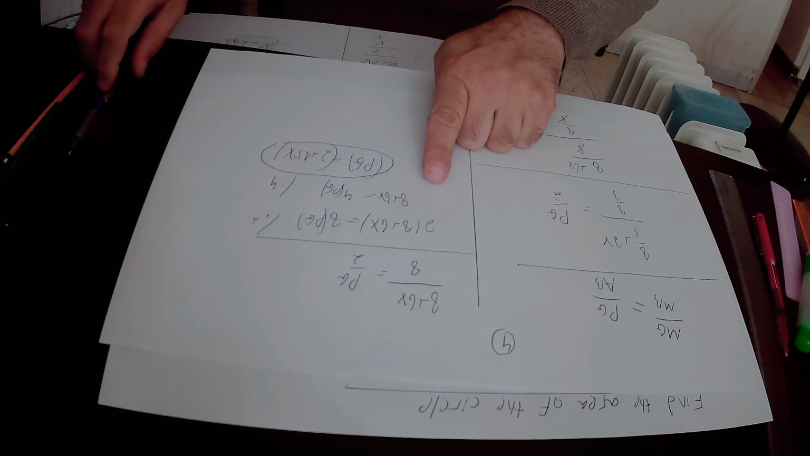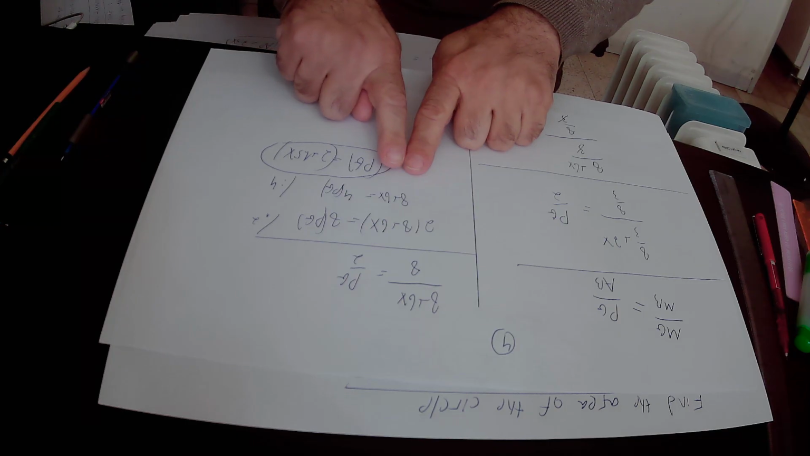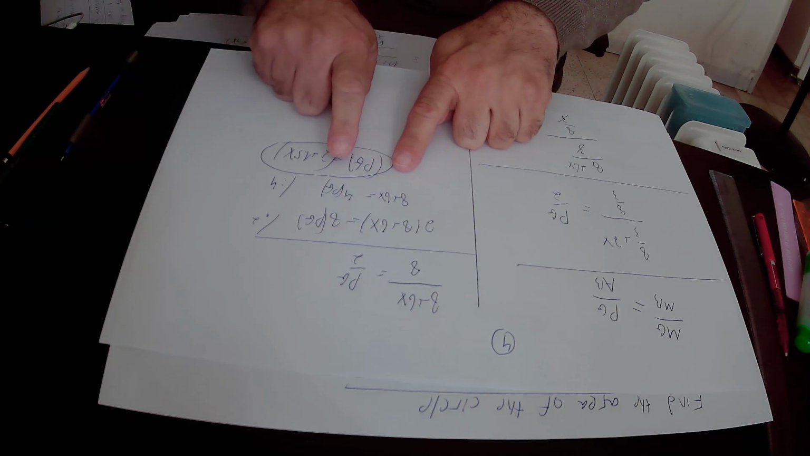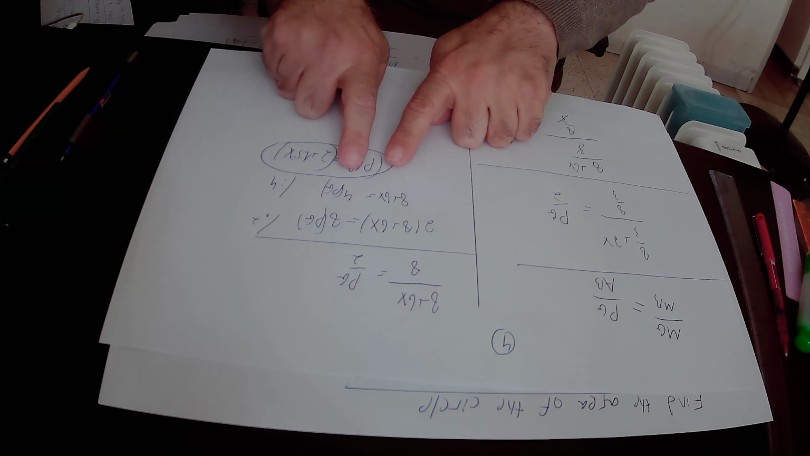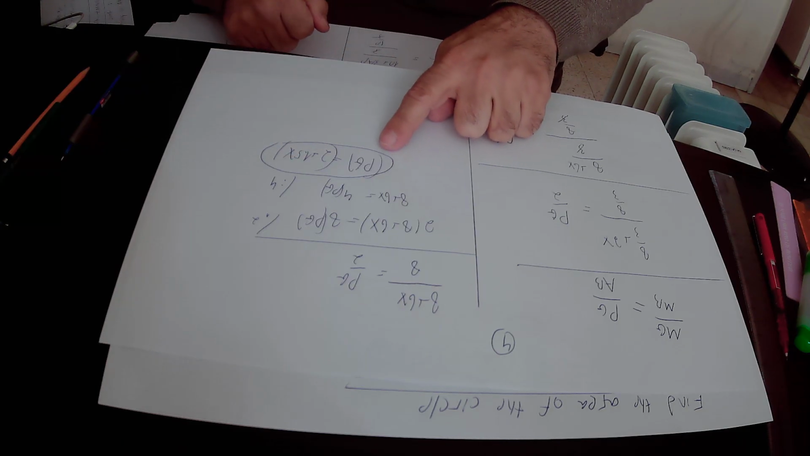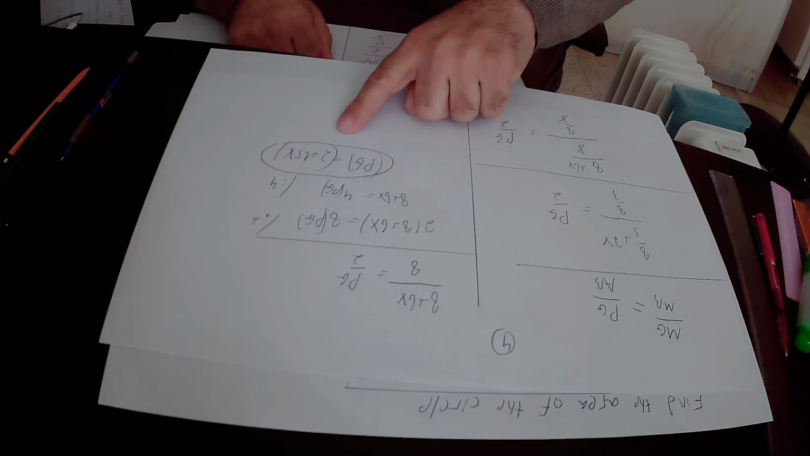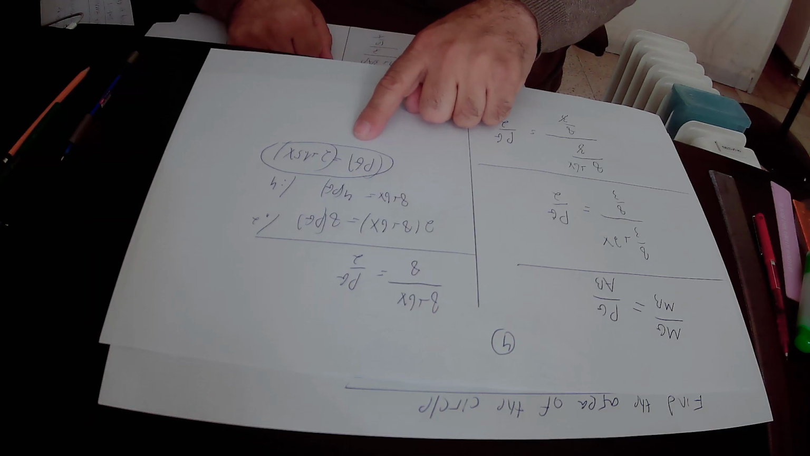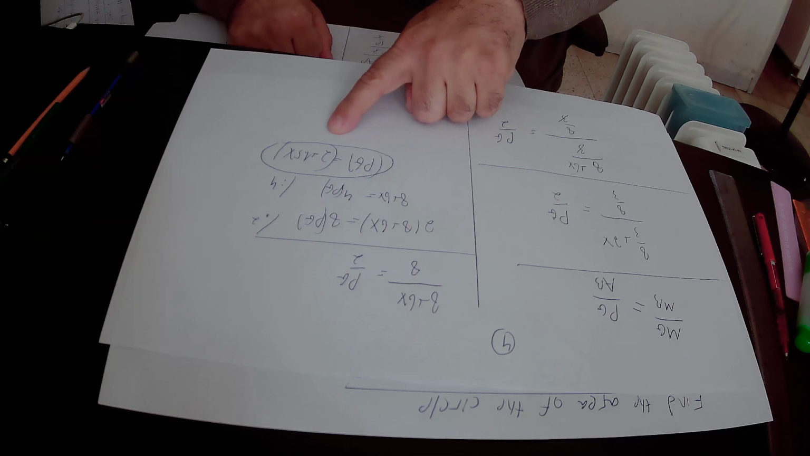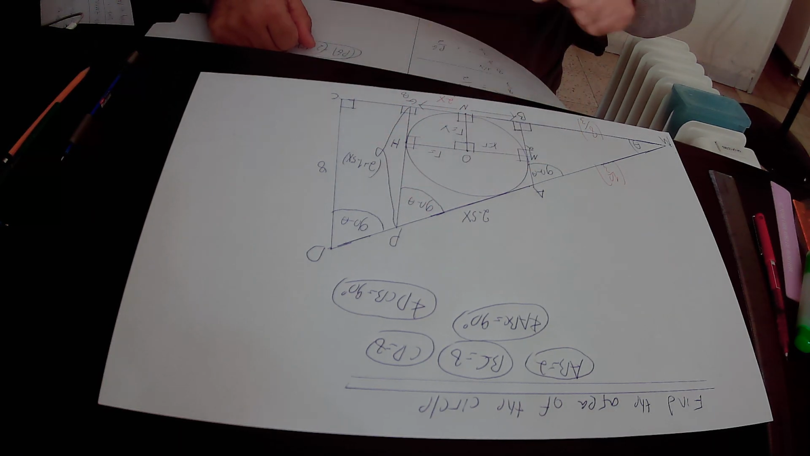Here we divided this equation by 2, and we got that 8 plus 6x equals 8 over 2, which is 4, times PG. So 8 plus 6x equals 4 times PG. We divided this equation by 4 and finally found that PG equals 8 over 4, which is 2, plus 6 over 4, which is 1.5x. So we found that PG equals 2 plus 1.5x. This line segment PG equals 2 plus 1.5x.